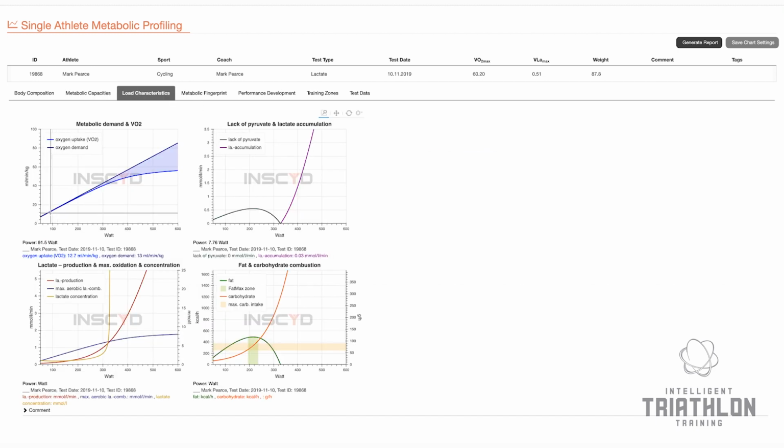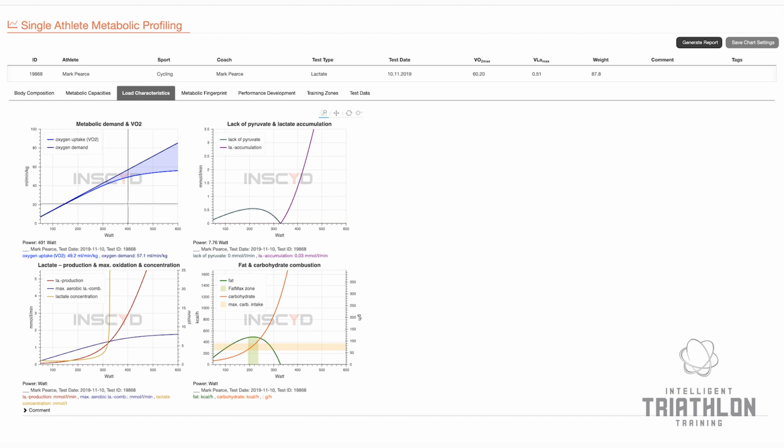So this top left one here, we're looking at simple VO2 max. It's uptake, so what I actually consumed, or what it calculated I actually consumed, and what the demand was. As you can see, as the line starts to separate, the pale blue line being the actual uptake and the dark blue line being the demand, I'm unable to supply all of the oxygen required to meet the power output on the x-axis by aerobic metabolism. I'm starting to have to use my anaerobic or glycolytic engine to produce that.